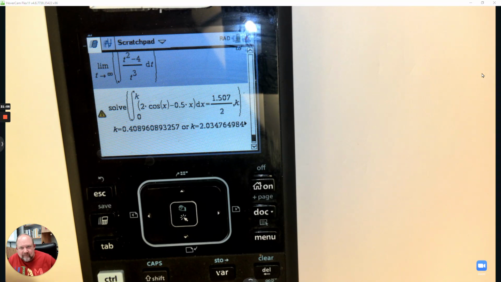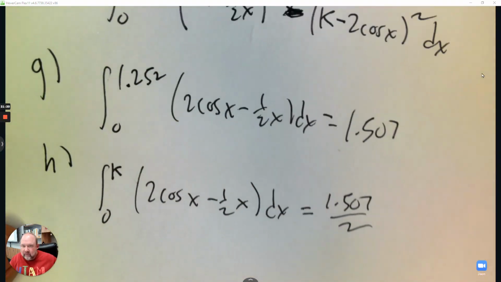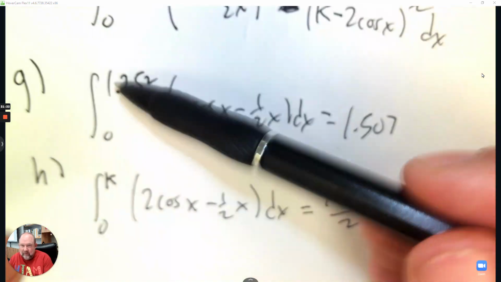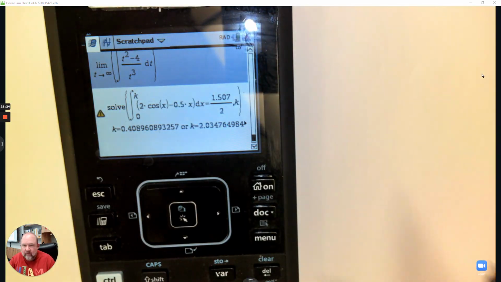I hope so. So I get two answers, 0.408 or 2.03. So the bound is 1.252, right? So it can't be past, it has to be in between those two numbers. So the only answer that could be is 0.408.